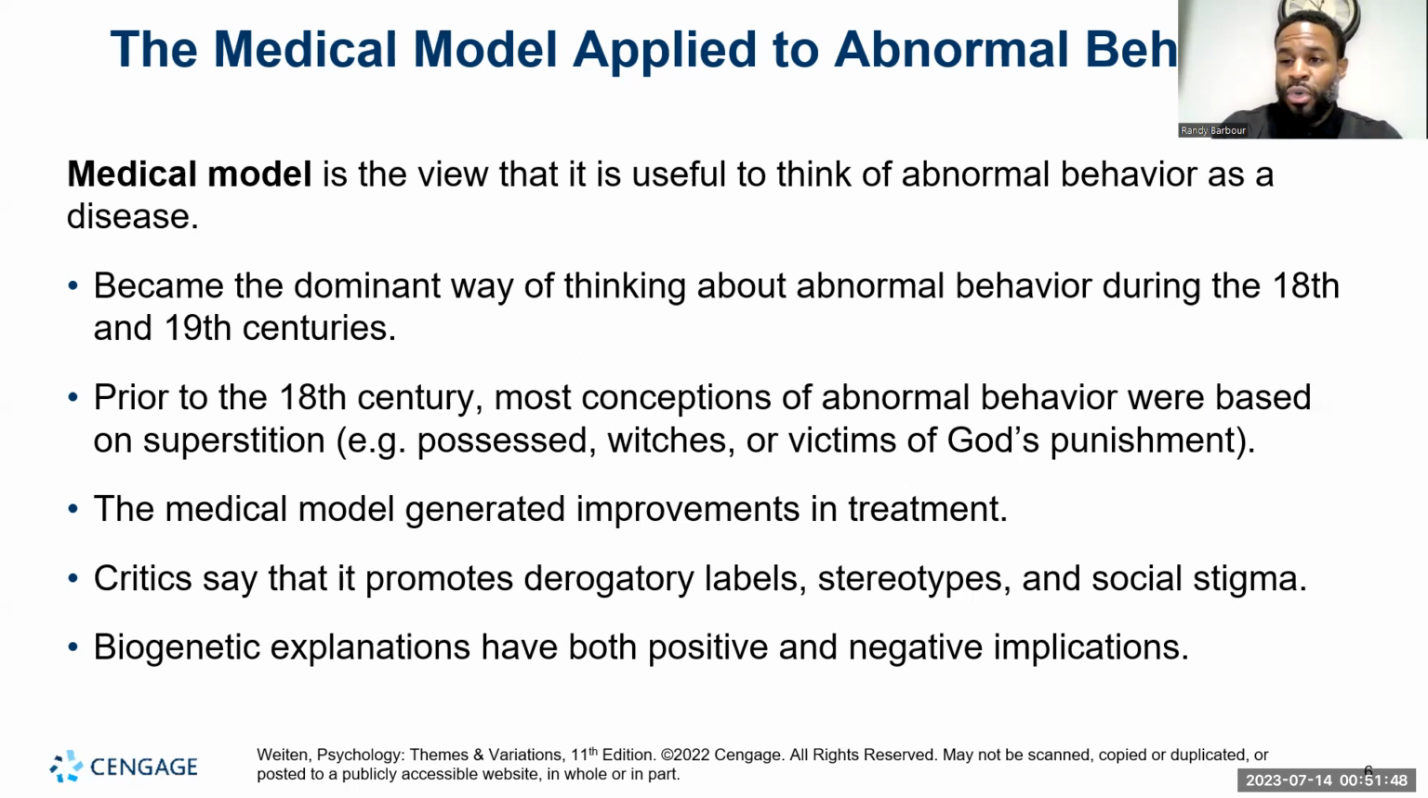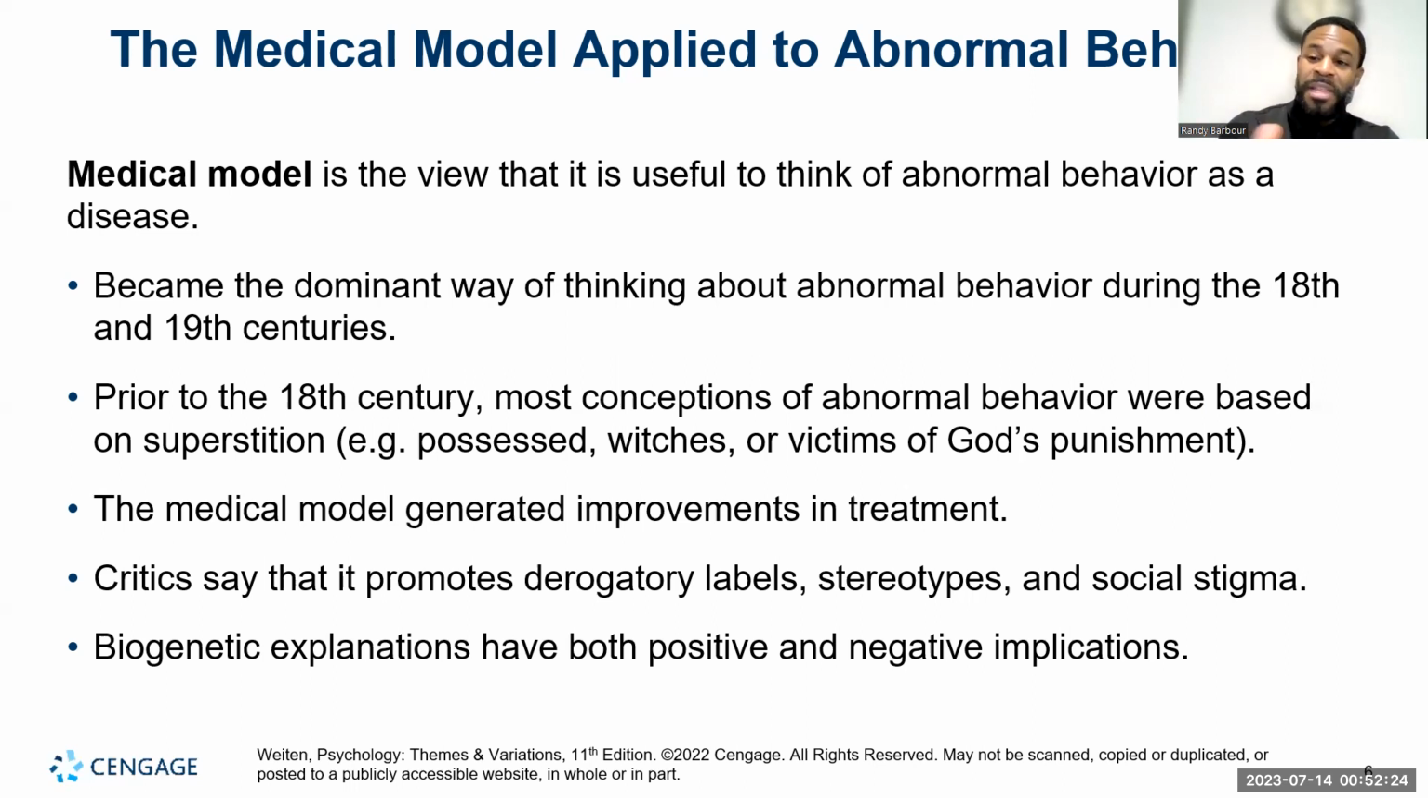One of the downsides to the medical model, which has been critiqued by many supporters of the mental health movement, is that the medical model does promote derogatory labels, right? Stereotypes, social stigma. I don't like when people use the words crazy or mentally retarded, right? Those are not good terms. Those are stereotypical and create a social stigma. When you call someone crazy, you're creating this stereotype, and that's a derogatory label that you place on someone who is struggling with a mental illness.